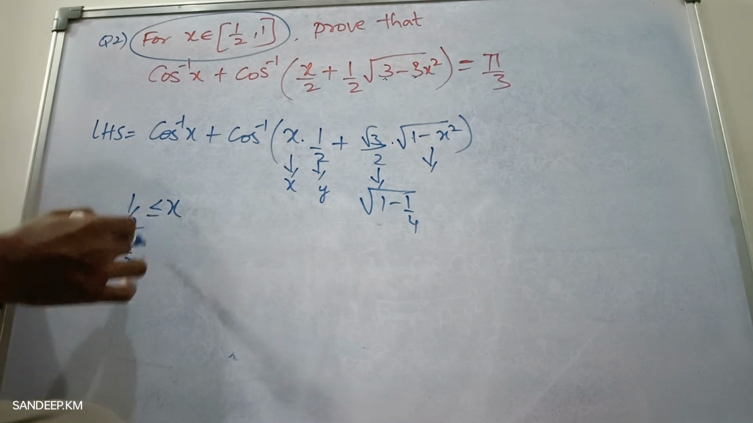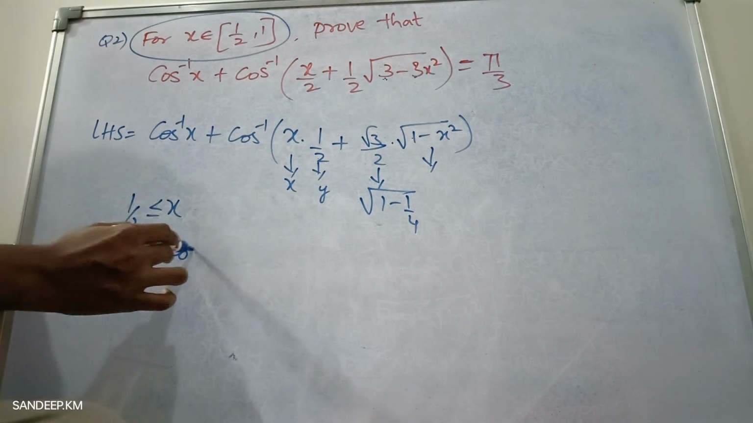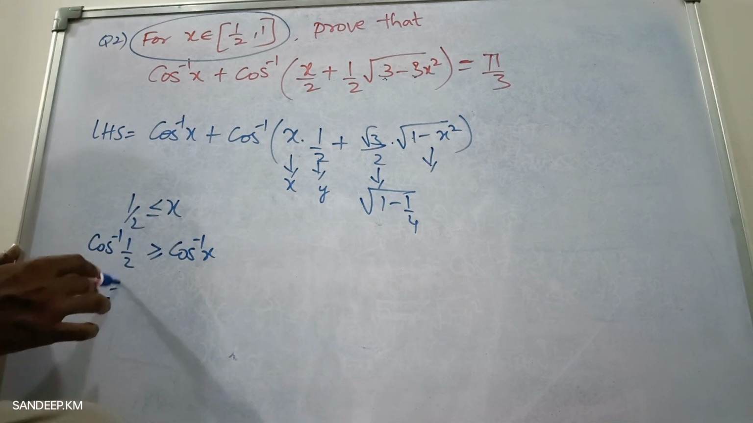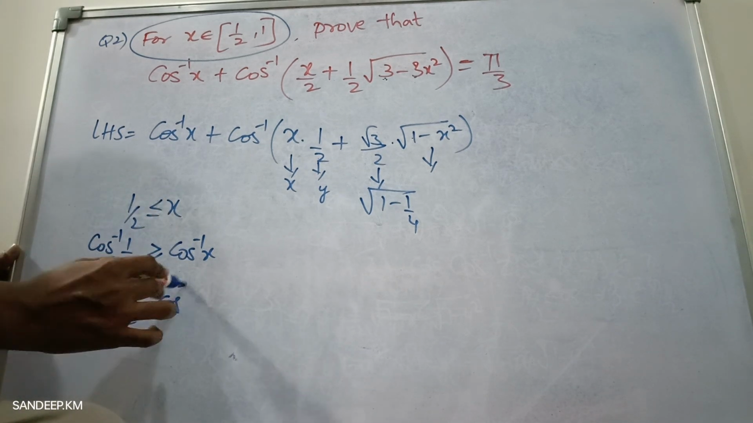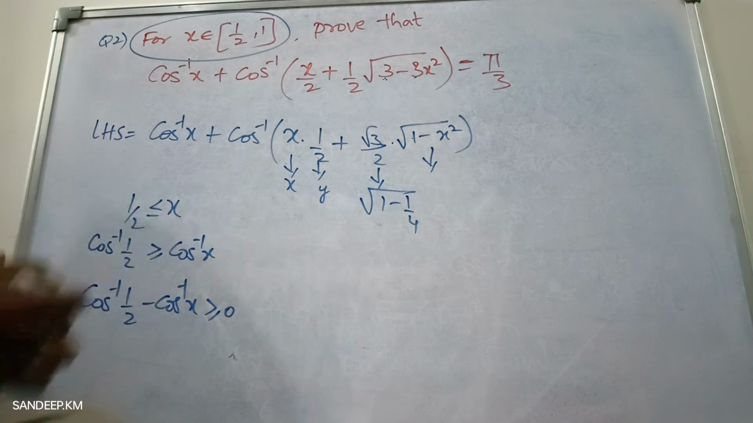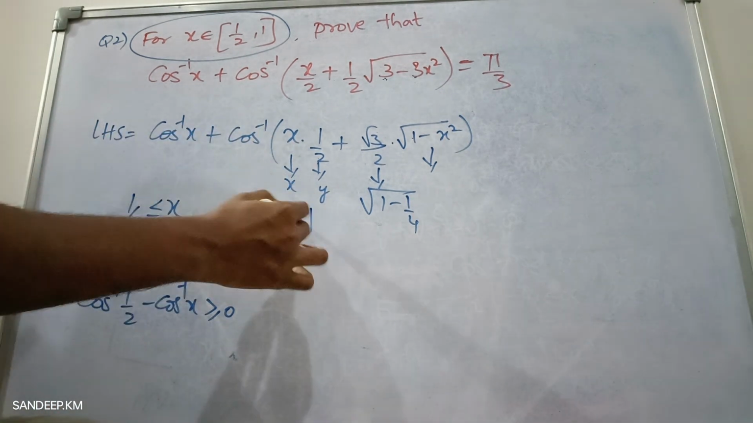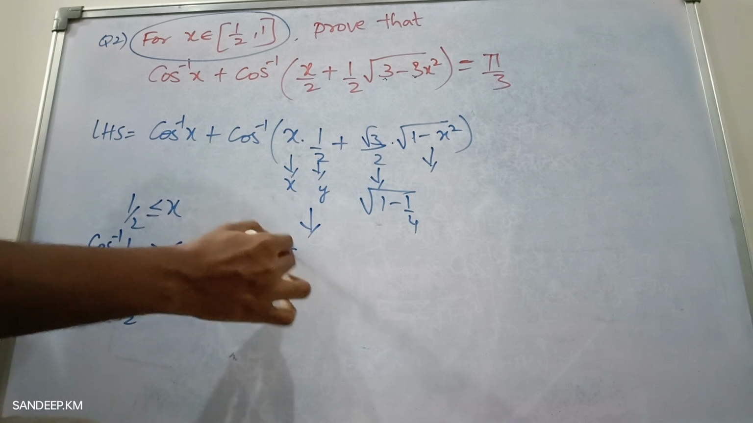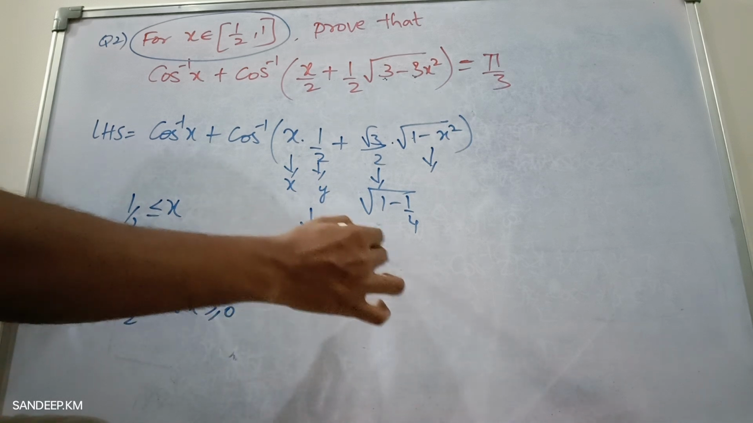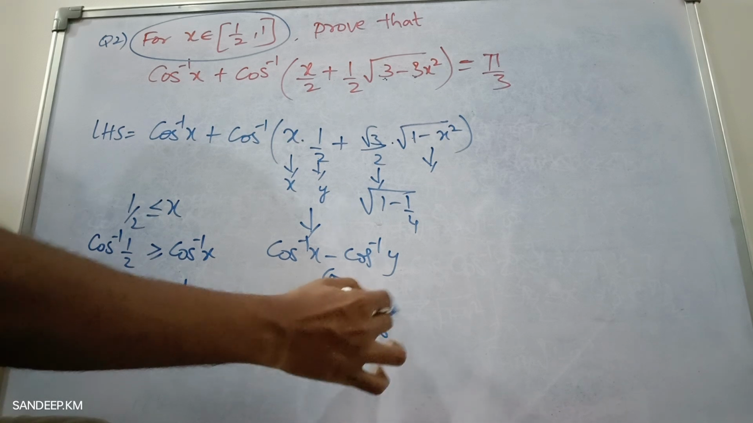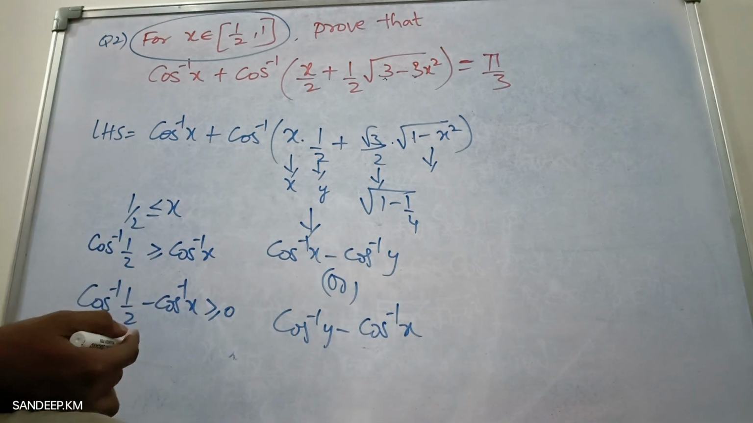Cos inverse 1 by 2 is greater than or equal to cos inverse x. So take it to the left side. Cos inverse 1 by 2 minus cos inverse x is greater than or equal to 0. Now dear students, what is our answer? My answer here will be either cos inverse x minus cos inverse y or cos inverse y minus cos inverse x. Then which is the correct answer?